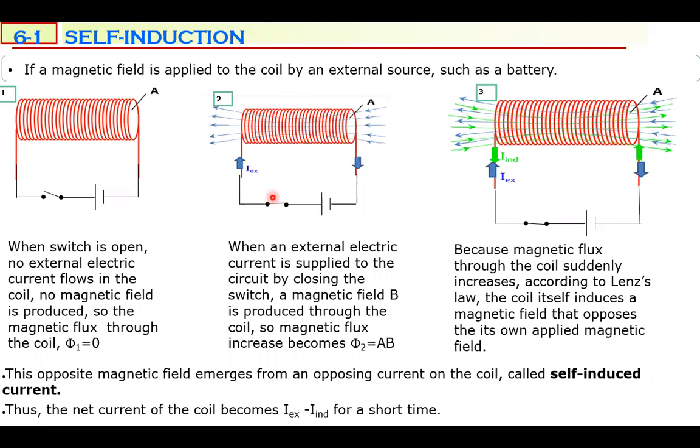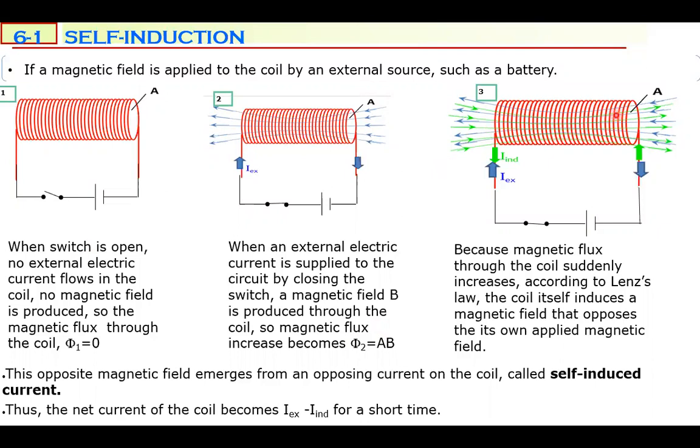close the switch. So of course you have some current and there is some magnetic flux of this coil. So magnetic flux is increasing with time. If magnetic flux is increasing, there must be an induced magnetic field. So if the magnetic field is increasing, the induced magnetic field must be in the opposite direction.